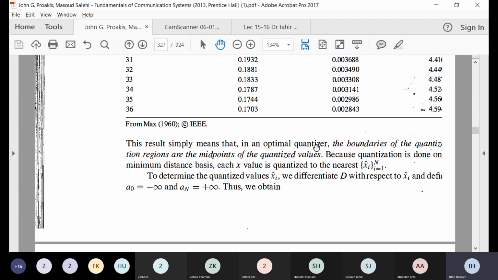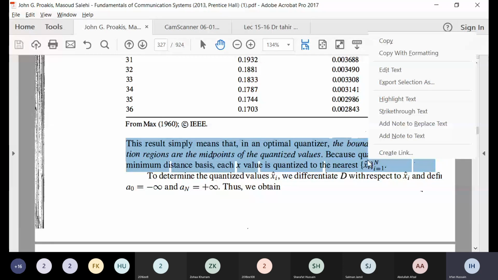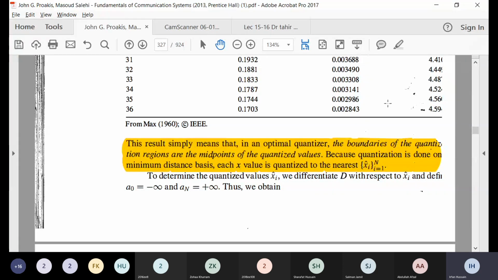The boundaries of the quantized regions are the midpoints of the quantized values. So, a famous result. We also highlighted it.